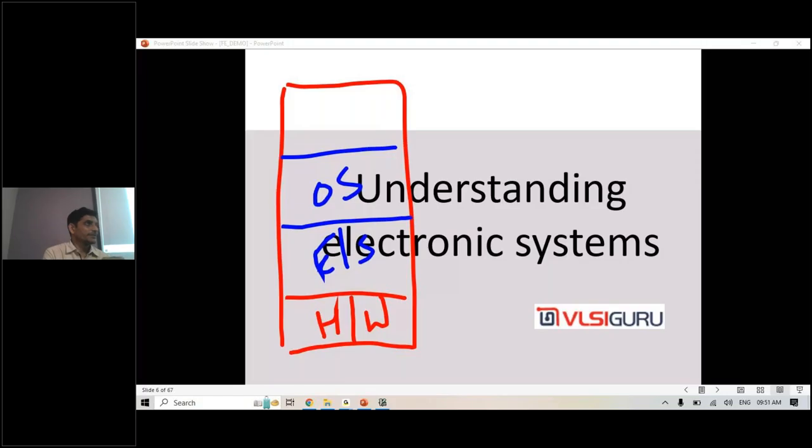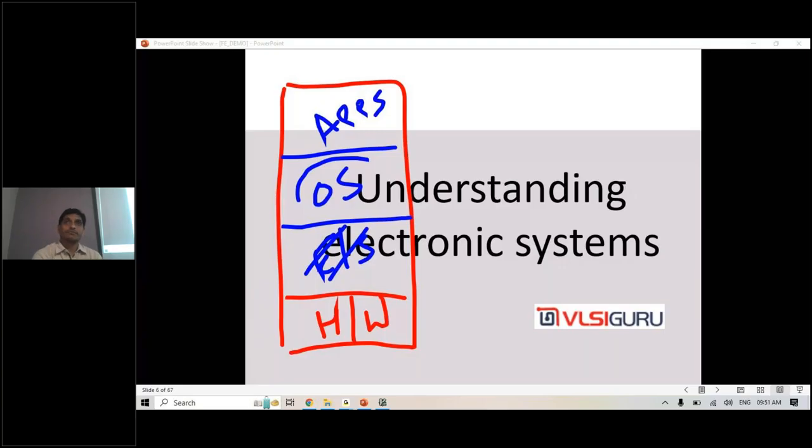Install applications, right? Different apps you download and install. This is how most of the complex electronic systems will be. There could be systems where you may not have embedded systems at all. The OS itself might do all the work, or the embedded system might do all the work. But if you talk about a generic electronic system, it has got four layers.